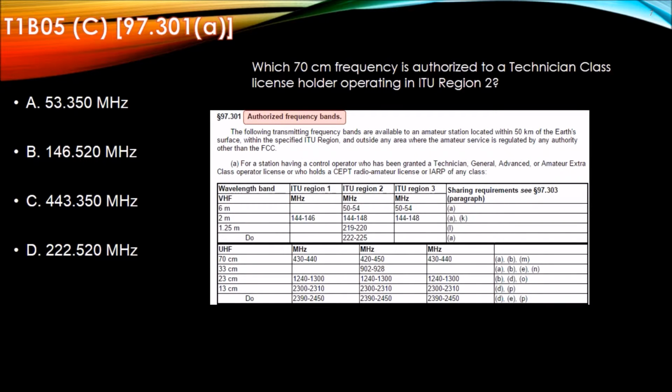So let's return to our authorized frequency bands, Title 47, Part 97.301. The question is specifically asking about technician class, so we're covered here. Here's the 70 centimeter band, and you can see the different ITU regions have different frequency ranges. But again, the question is specific to ITU Region 2, and you can see ITU Region 2 is 420 to 450 megahertz, making the answer to this question C, 443.350 megahertz.